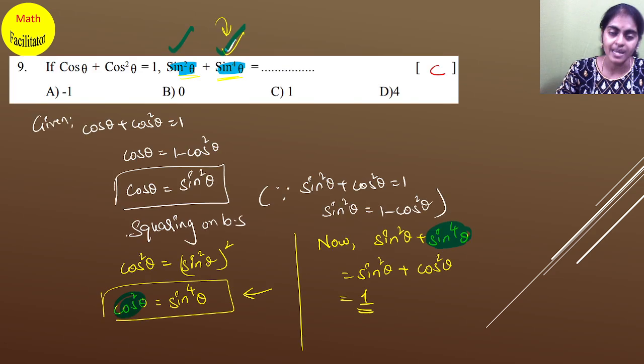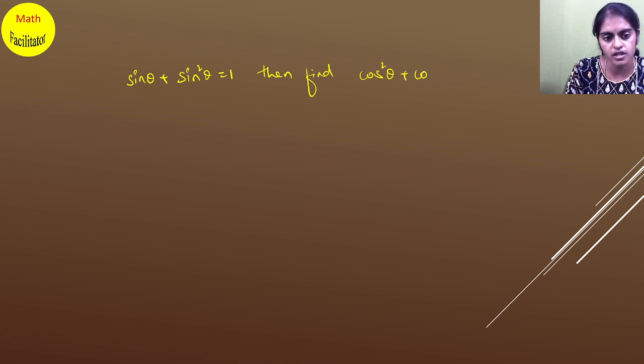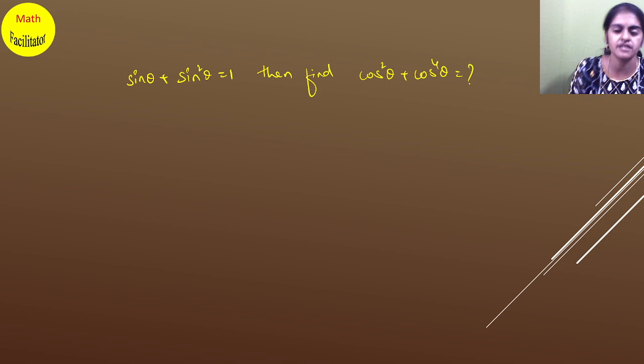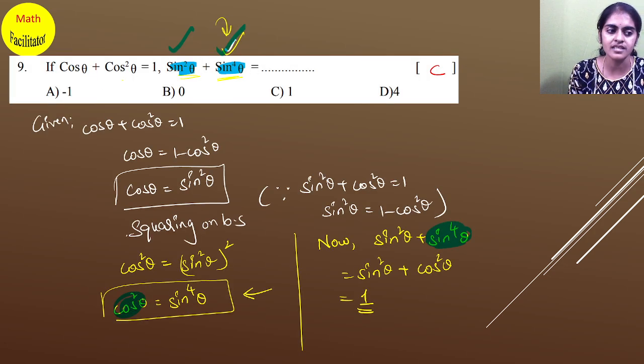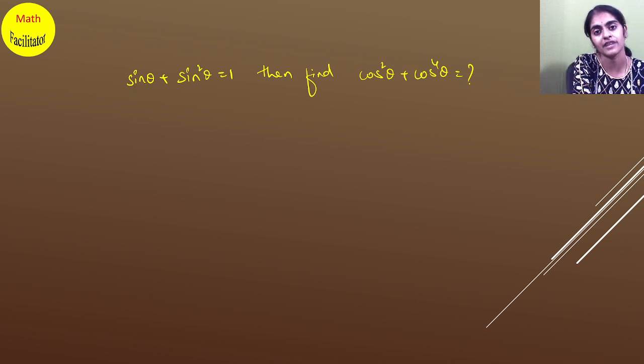Right? So same question they may ask you this way. They will give you sin theta plus sin square theta is 1. So then find cos square theta plus cos power 4 theta. How will you do this question? Here cos is given to you, sin they are asking you to find. Here sin is given to you, cos they are asking you to find.